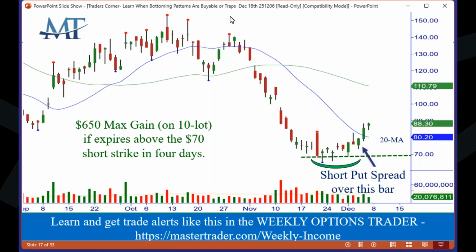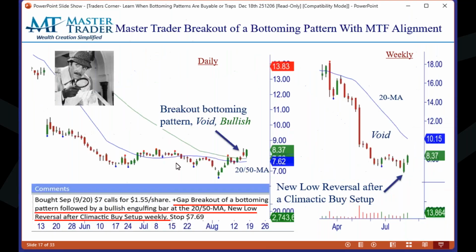Another bottoming pattern, got shellacked here. Supply and demand are stabilizing. You could have bought over the high of this green bar right here. Topping tail there, we entered there. This one we just shorted a put spread, and then you collect 65 cents a share if you do a 10 lot. As long as it stays above 70 bucks in 4 days, you make $650.